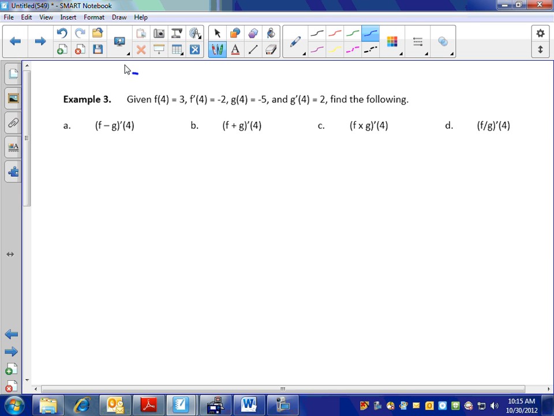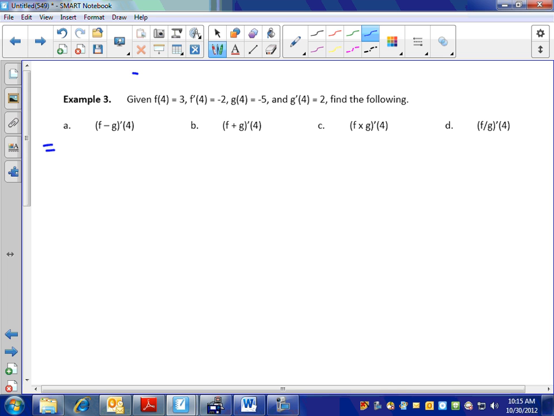This is an excellent problem. I love that your book has these types of problems, and this is what I try to use as well, is we are going to test to make sure that you know how to use the following rules. We want to find f minus g prime of 4, given f of 4 is 3, f prime of 4 is negative 2, g of 4 is negative 5, and g prime of 4 is positive 2. This looks confusing, but it's not. Watch how I make this happen.